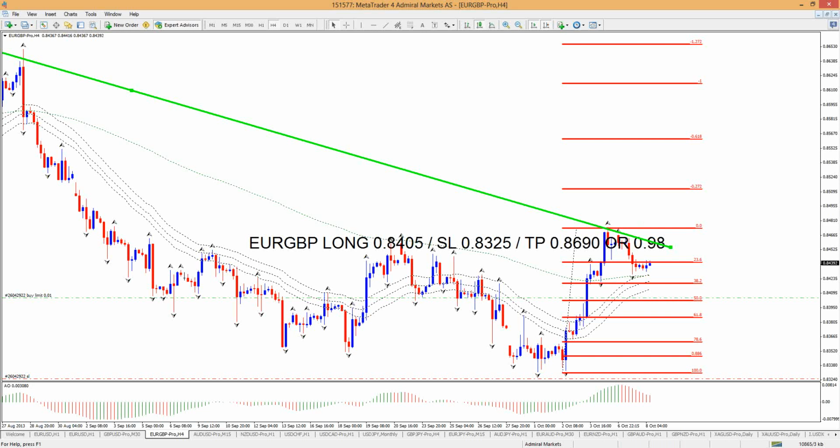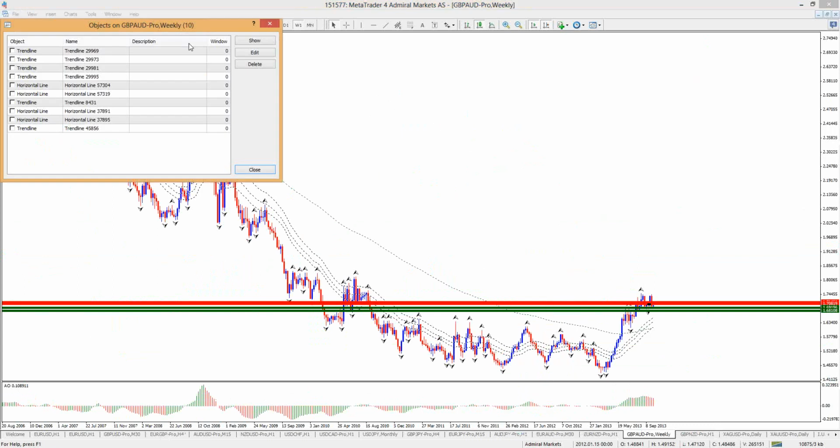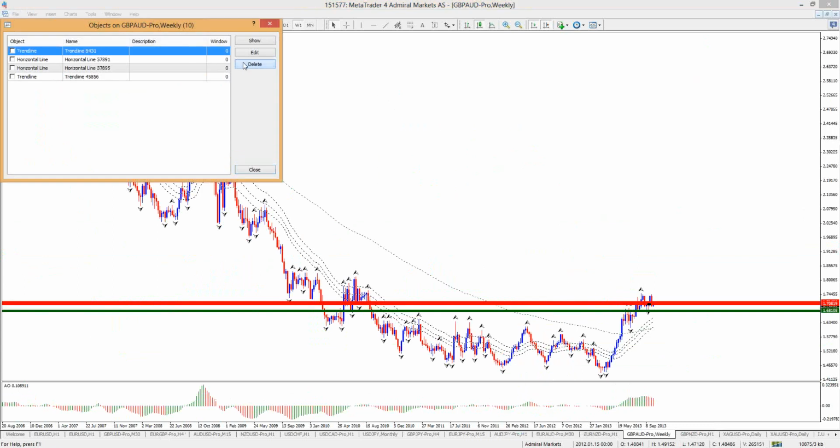So let's move on to the pound odd. And I'll show you why I think this is a reversal setup. Let me take everything off so we can see it from a cleaner perspective.